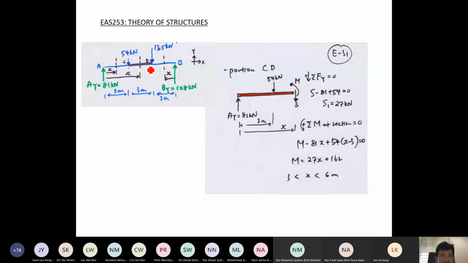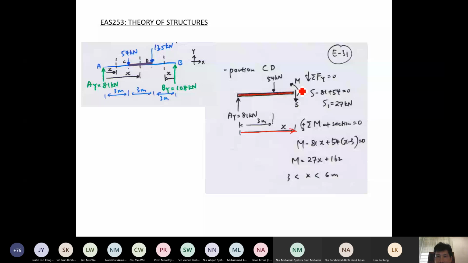We make a cut here, and our X again starts from A to indicate the location of these sections in general within C to D. We start again from A, so that is where the X is. Then we draw the free body diagram. Again, we make use of the portion to the left-hand side of the cut, and indicate the positive direction of shear going down, and counterclockwise for moment if you use the left-hand side.